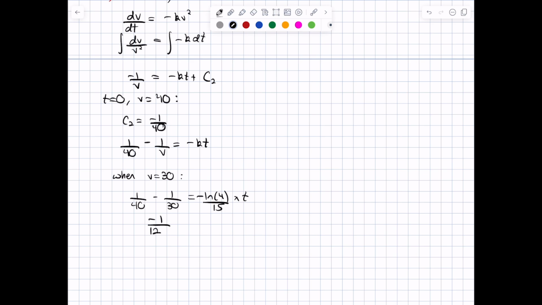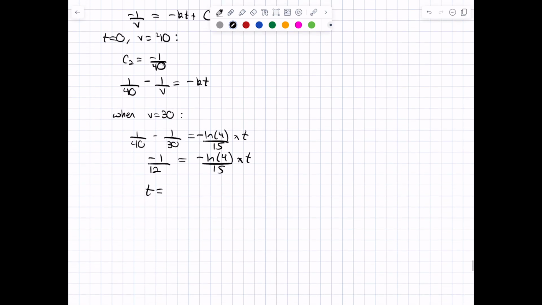Yes, it's negative 10 on 120, which is minus 1 on 12, equals negative log 4 on 15 times T. And so T is equal to 15 divided by 12, which is 5 on 4. So 5 on 4 log 4 seconds. It doesn't ask for any decimal places, so we'll leave it as an exact value. And that's the end of part C.